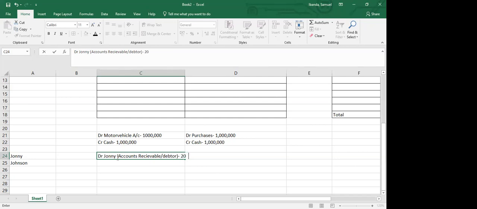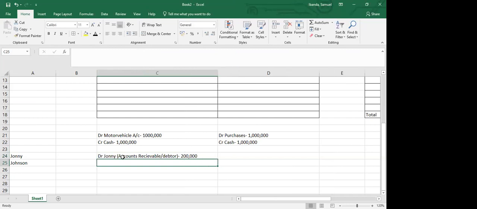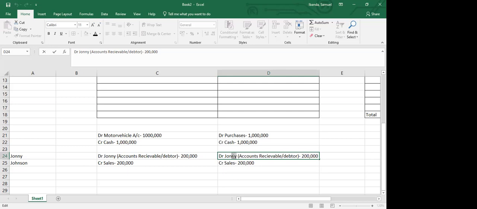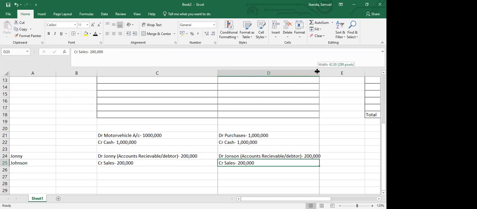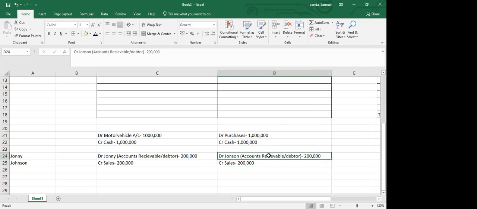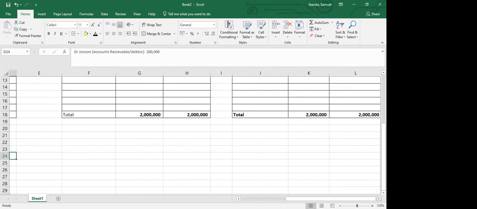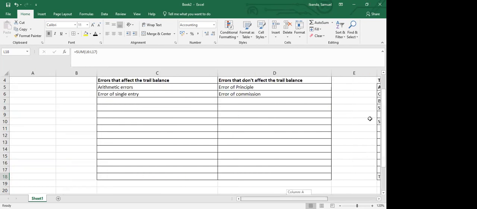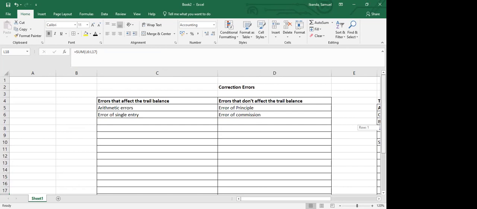So maybe we sold these goods worth 200,000. So if we are crediting our sales, since we are selling to the tune of 200,000, it would mean that instead of doing this, I'm trying to demonstrate the error. This is what we did. We came to the accounts, and instead of choosing Johnny's account, we chose Johnson's account. You get it. So at the end of the day, such an error will not be detected by the trial balance, because your trial balance will definitely have the same totals, just as we are seeing here, 2 million, and it also has 2 million. So it will not be detected by the trial balance. You get it.